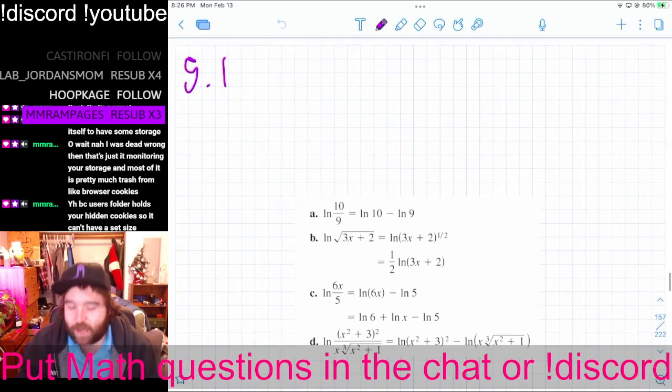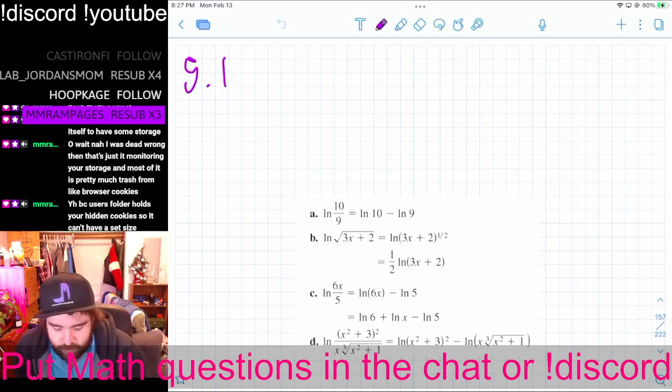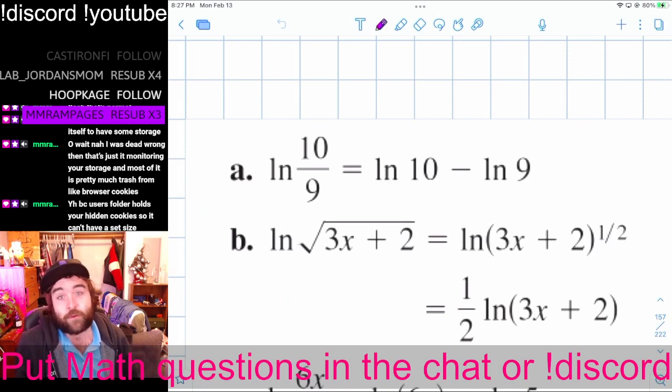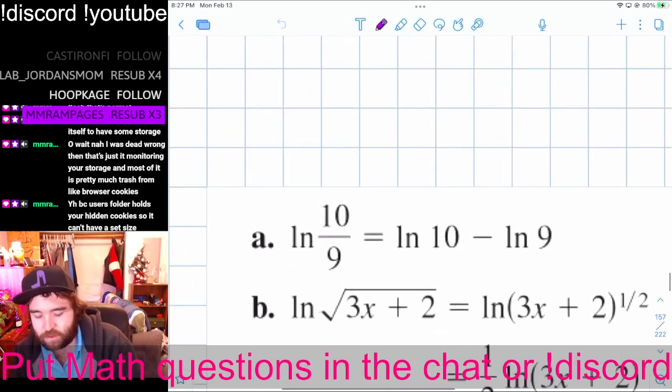So now we're getting into chapter 5 of Calc, and we're just talking about logarithms to start off. Honestly, it just starts off with a little review. Just remembering the properties of logarithms, or if you don't remember them, knowing them for the first time. So this is the first one. If you have things divided inside of a logarithm, it changes to subtraction.